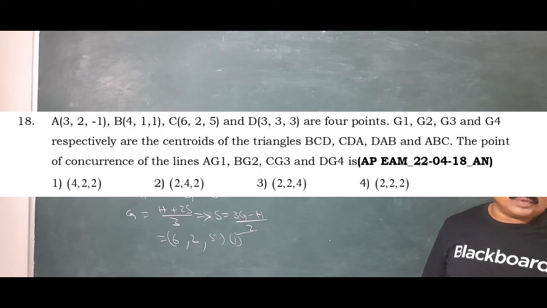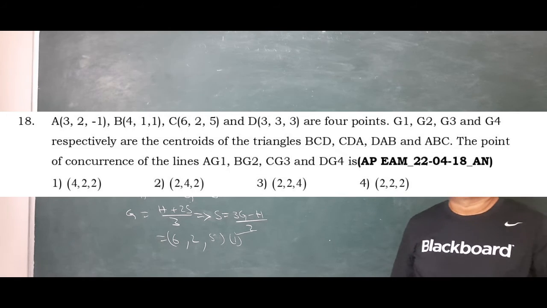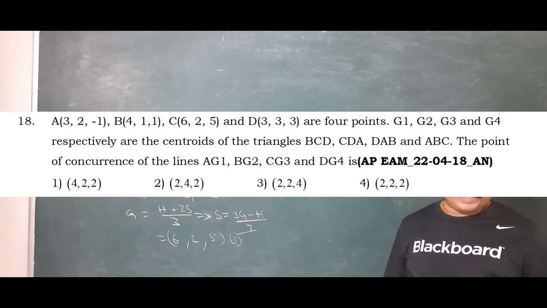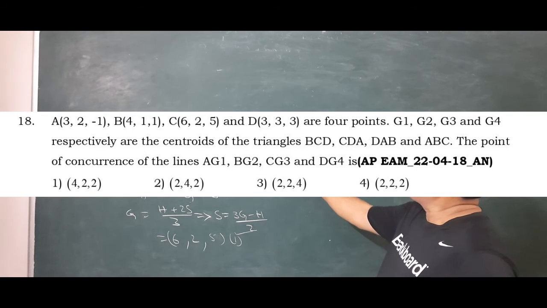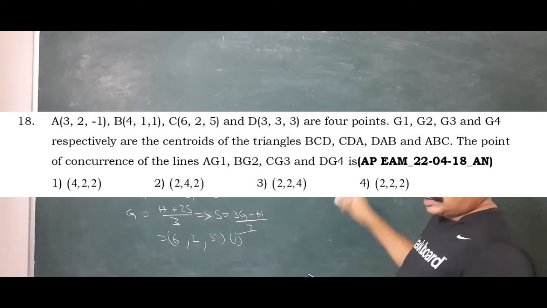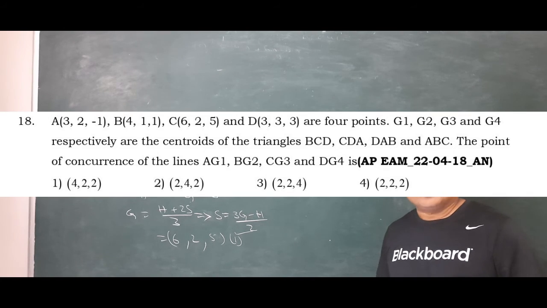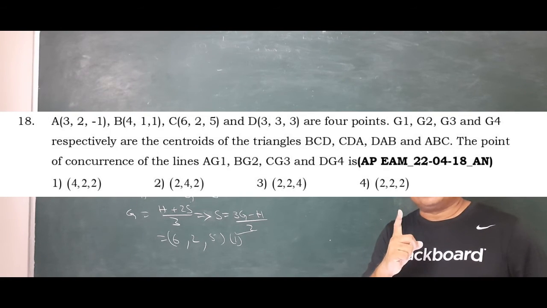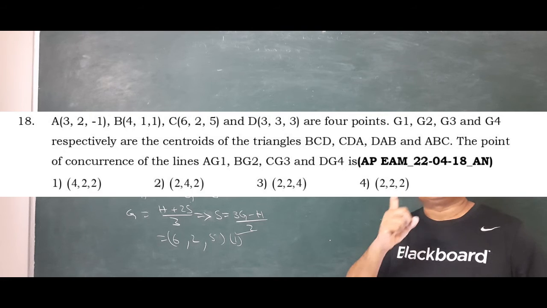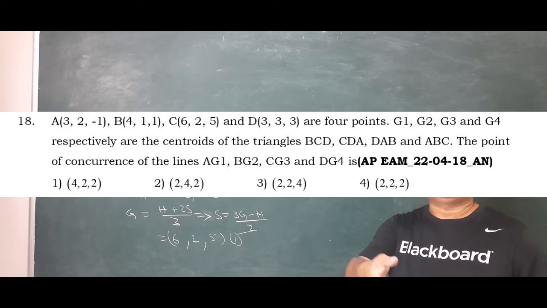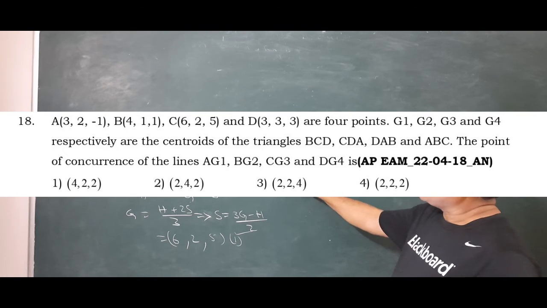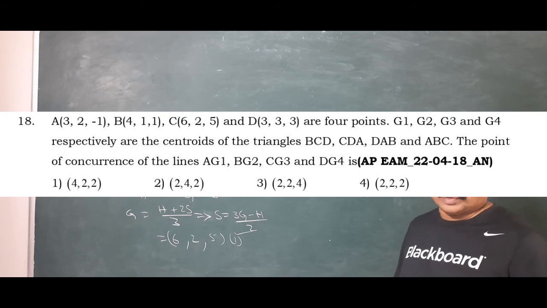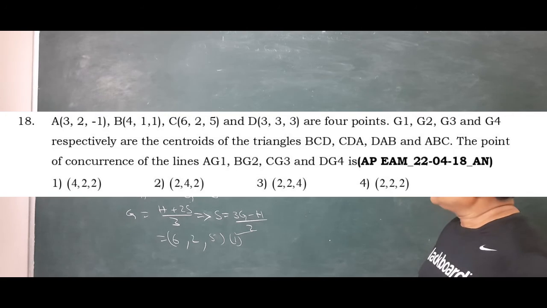So, 3 plus 4, 7, plus 6, plus 9, that is 16. 16 by 4, that means 4. Now check that. Luckily, there is only one option whose x coordinate is 4. So the first option is the right answer. But, my dear students, you solve for x and y also. Next, 19.